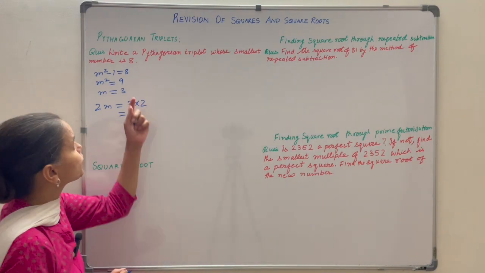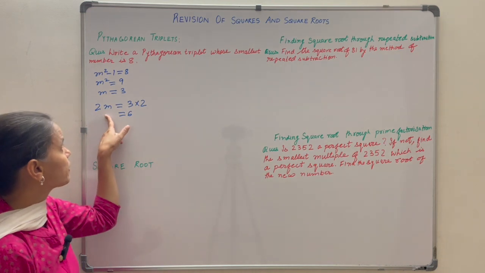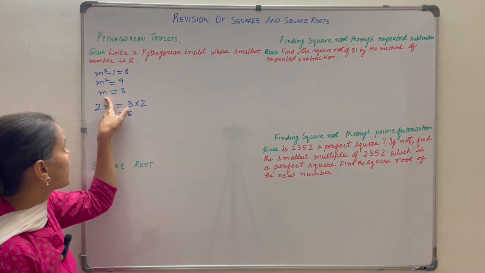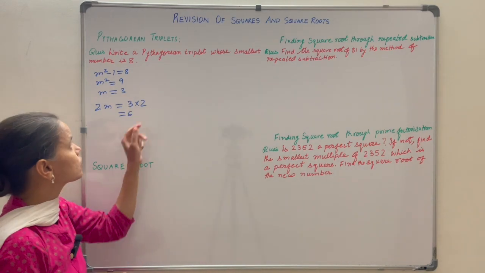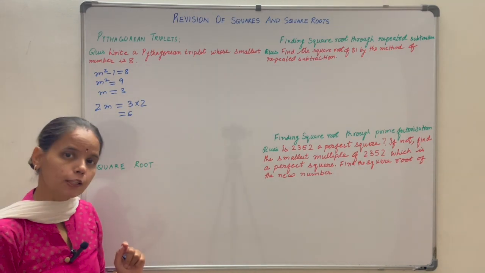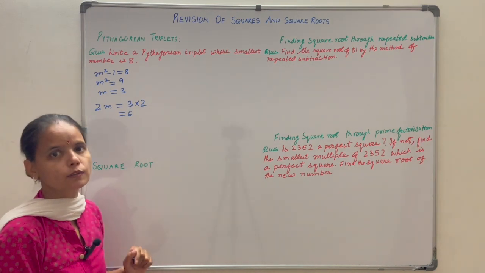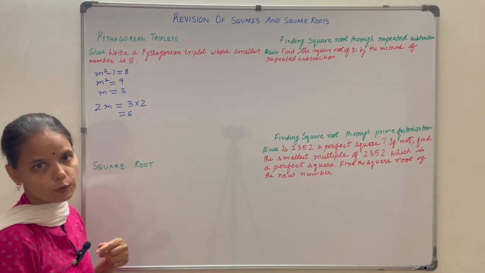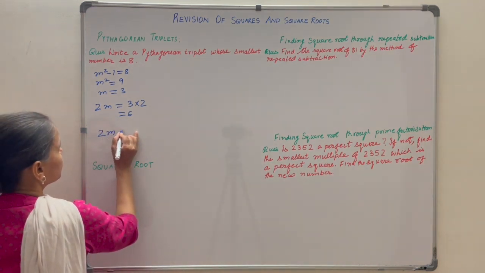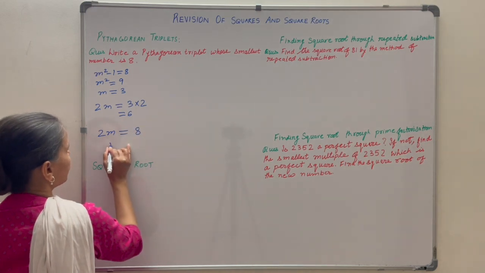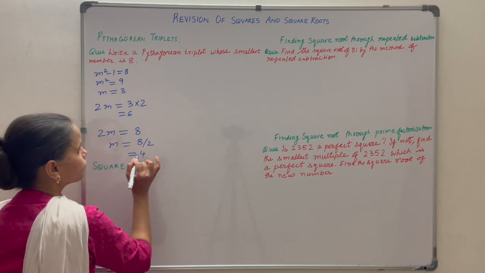Now here you see the question says the smallest member is 8. But the other member which we calculated with m equals to 3, that is 2m, is 6. So this is not possible because 8 has to be the smallest member, but here 6 is the smallest member. So let us now assume 2m to be equal to 8 and try to solve it. So m is equal to 8 divided by 2, that is 4.